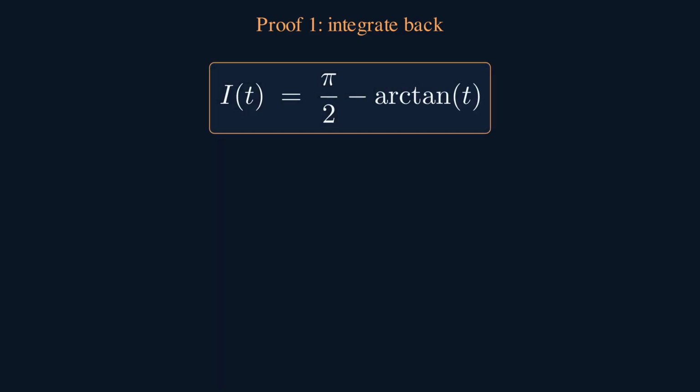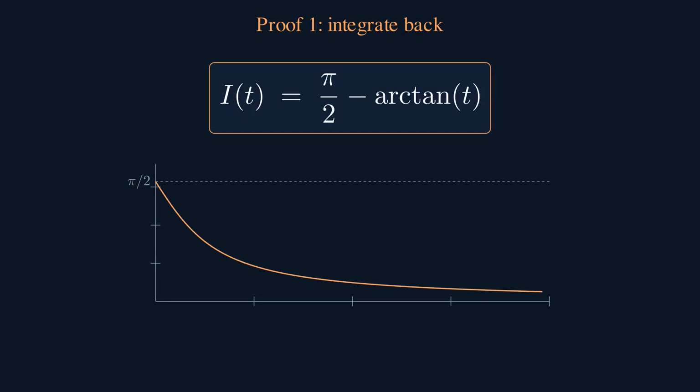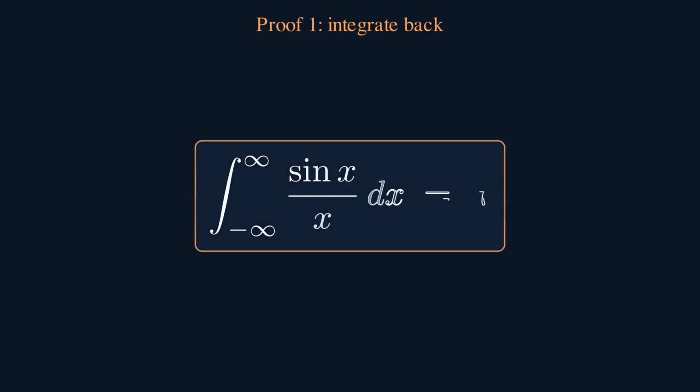Integrate the derivative from t up to infinity, using that I vanishes at infinity. The antiderivative of 1 over 1 plus t squared is arctan, so I of t reads as pi over 2 minus arctan t. Send t to 0. The arctan term is gone, so I at 0 is pi over 2, which is half of what we want. Double it by even symmetry. The integral across the real line is pi.